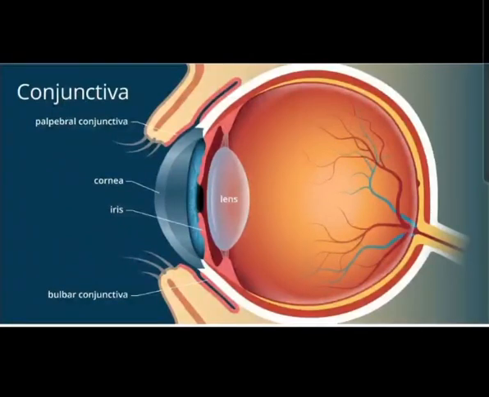So all these structures, that are the orbit, then eyebrows, eyelashes, eyelids, tear glands and conjunctiva, all together serve for eye protection in their own ways. Now next we are going to start with the structure of the eye wall.